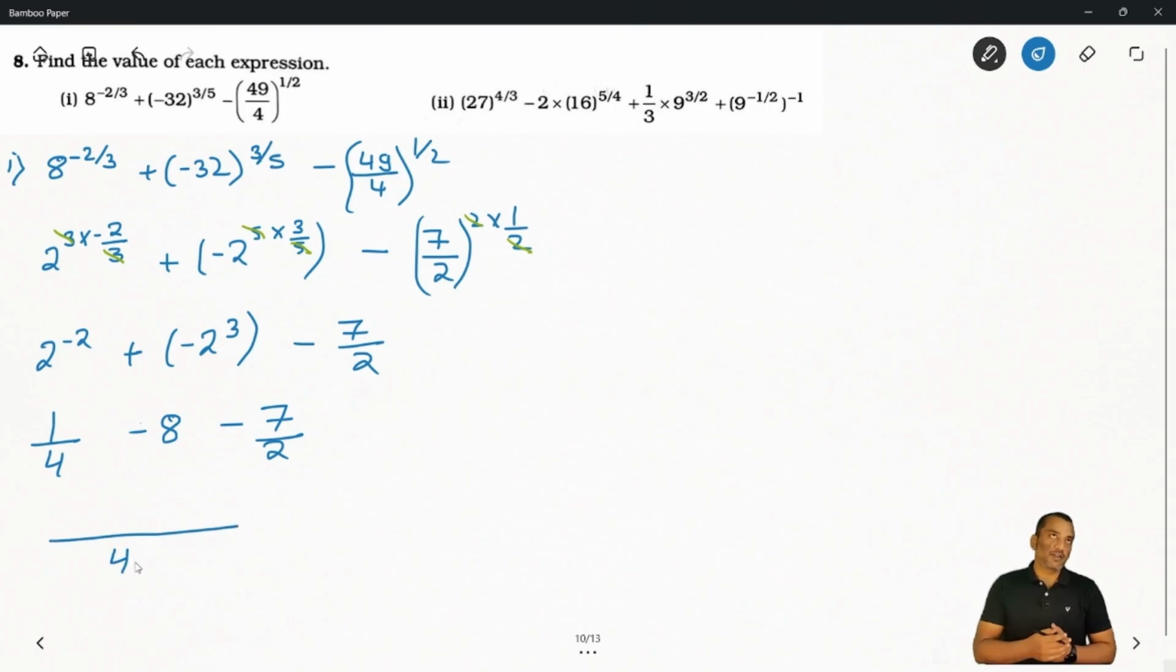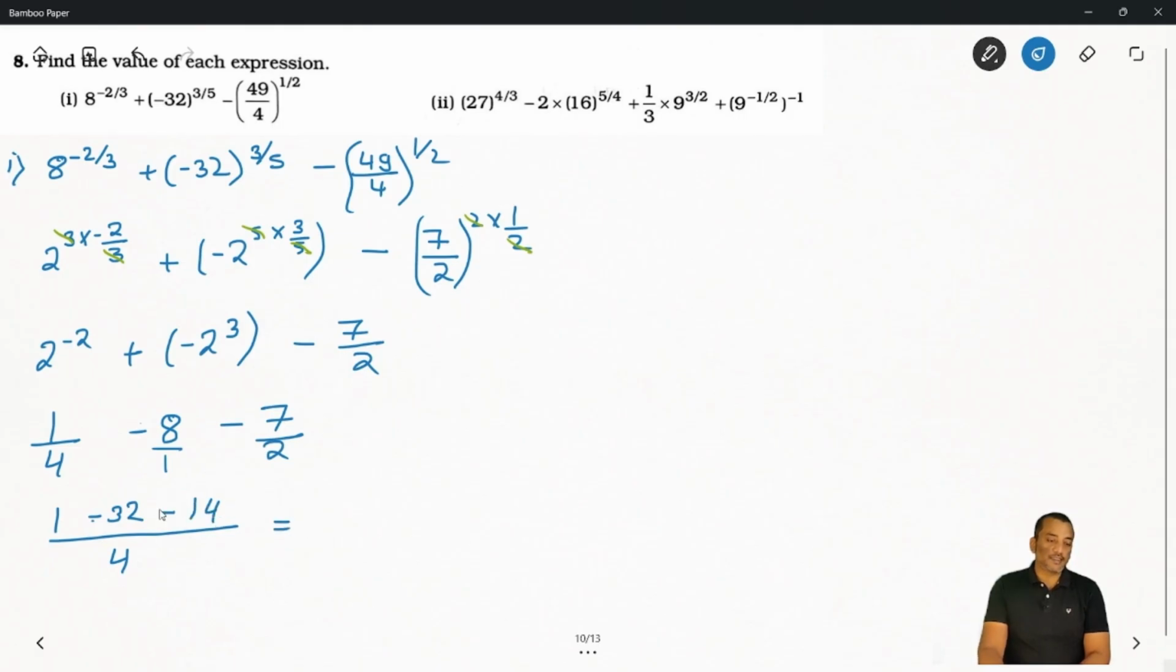Now 4 divided by the first fraction's denominator 4, we will get 1, and 1 will multiply with the first fraction's numerator 1. Then the second fraction, you can say the denominator is 1. So again 4 divided by 1, you will get 4, and this will multiply with the numerator of the second fraction, minus 8. So you will get minus 32. Then again this 2 will divide the LCM, that is 4. So you will get 2, and that 2 will multiply with the numerator of the third fraction. You will get here this one equal to minus 14.